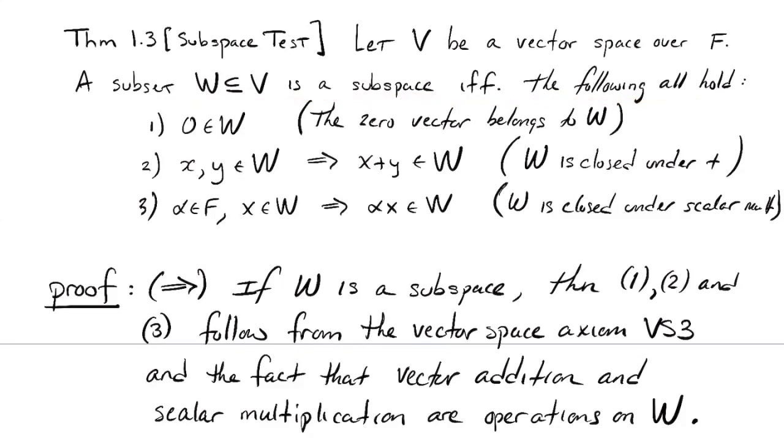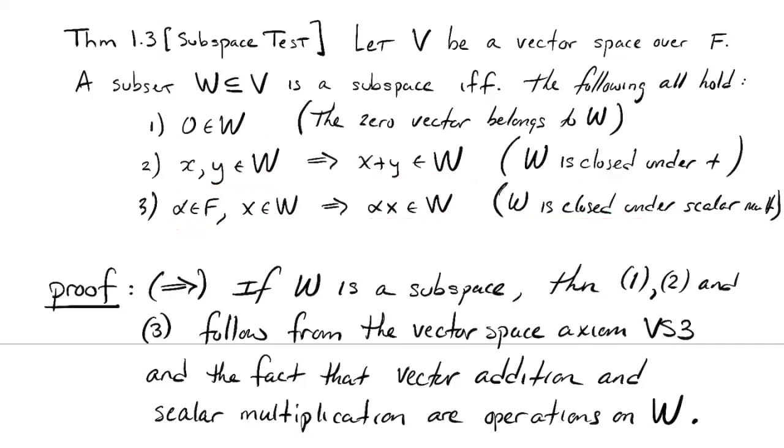One of them is that the subset has to contain the 0 vector of the space. So 0 denotes the additive identity in the vector space V, and that has to be an element of W. Whenever you have 2 elements of W and you combine them with vector addition, the result has to land in W. The word we'll use for that is that it's closed under vector addition. And then third, if you take any scalar and an element from W, that scalar multiple of that vector is in W. So W is again closed, but this time closed under scalar multiplication.